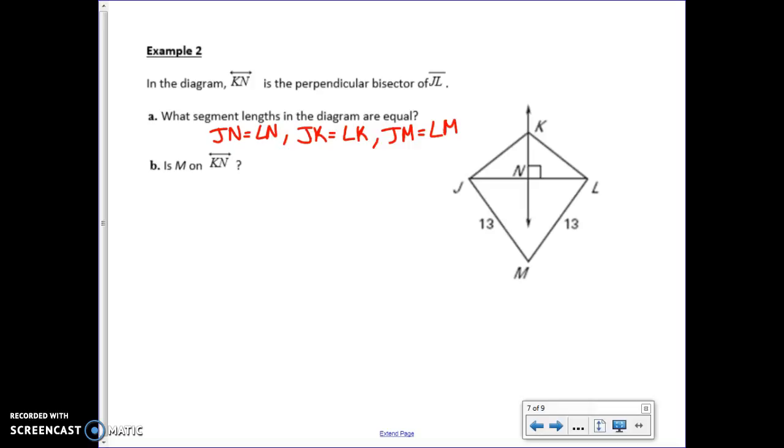Is M on line KN? So what you need to look at is, are the segments going to point M the same length? And since they are, we can say yes.